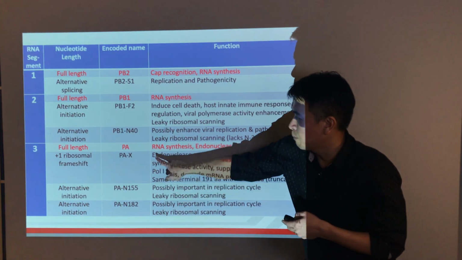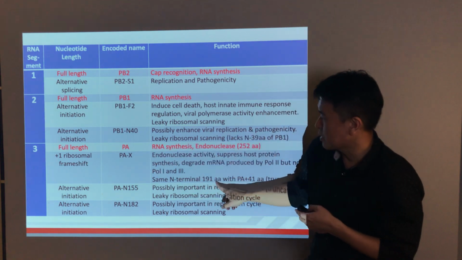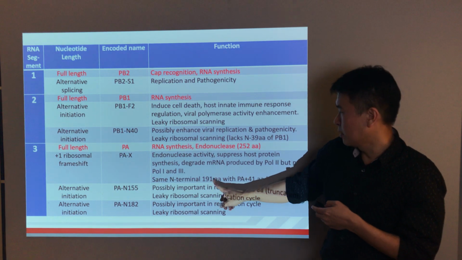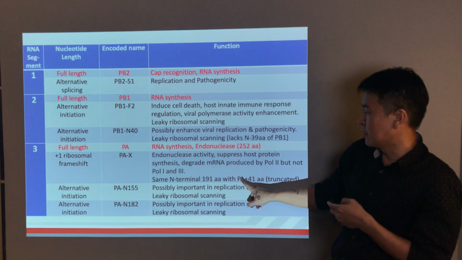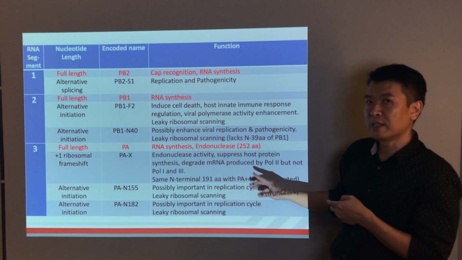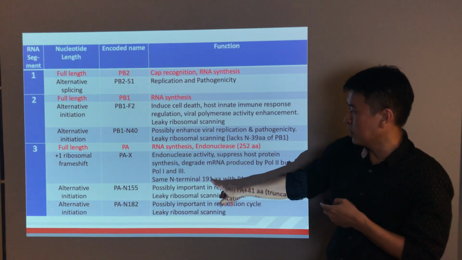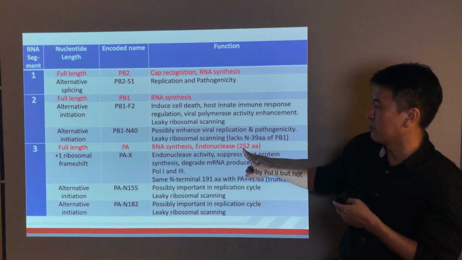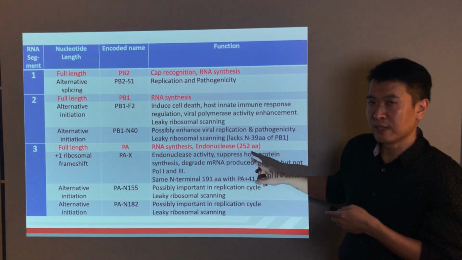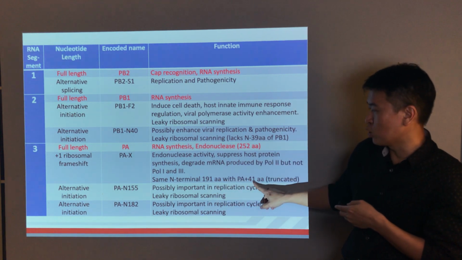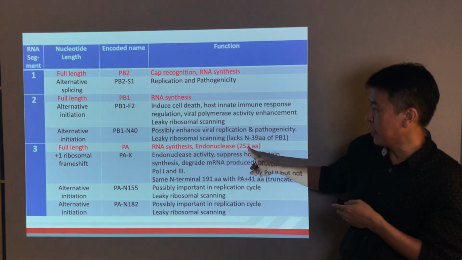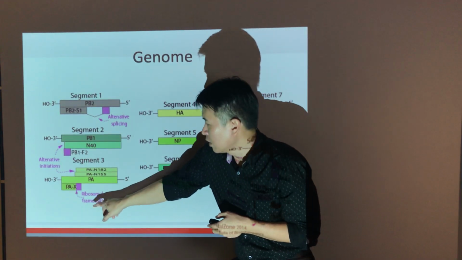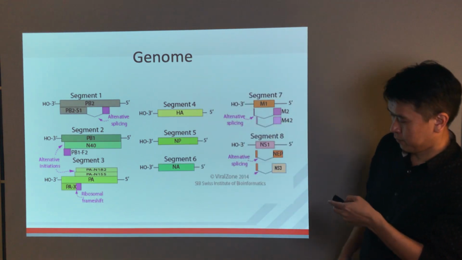So PAX and PA share the same N terminal, which is 191 amino acids, but PAX has 41 amino acids that are truncated. So in total, PAX has 232 amino acids, whereas PA has 252 amino acids. Alright? Okay.